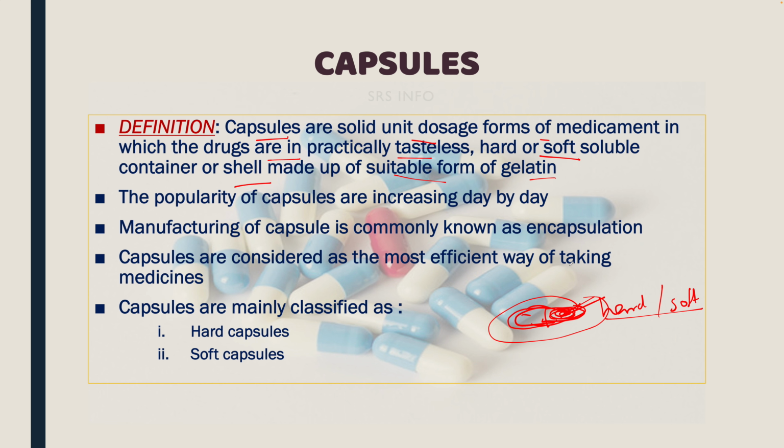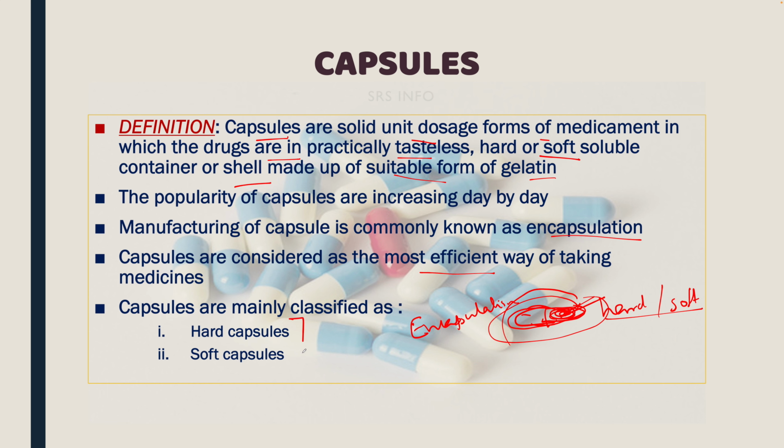Basically these capsules are manufactured by the process which is commonly known as encapsulation. And these capsules are considered as one of the most efficient ways of taking medicines. Basically these are very efficient because this has no taste. Most of the time the medicines are bitter taste, but when these medicaments are enclosed in such tasteless shell, then it is comfortable to take. That is why this became more popular and convenient to the patient.